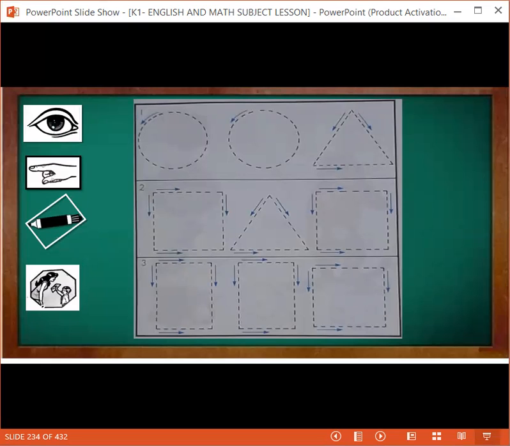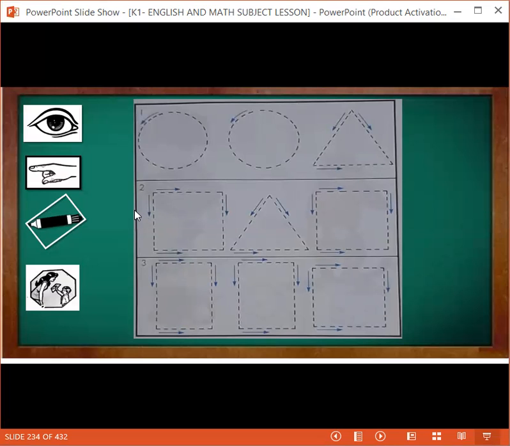Next one. This is the last page. For page 8, this one is shapes. So what shape did you see on the first row? You see the circle, circle, triangle, circle, circle, triangle. Now I want you to point using your pointer fingers. I want you to trace the broken lines here on the circle, the second circle, and also the triangle shape. Trace it using your pointer fingers.